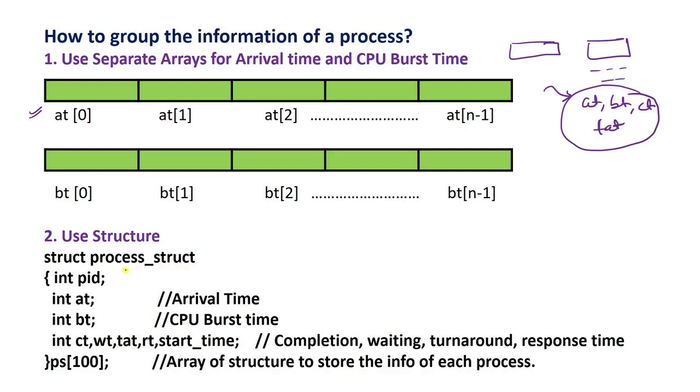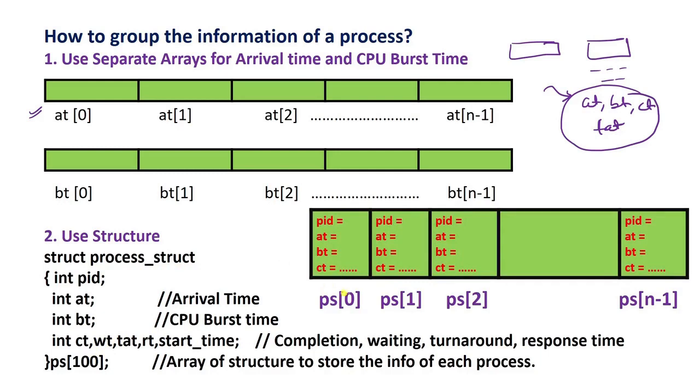So here the structure name is process struct. And what we have done is we have taken an array of structures. So you can say this PS is an array of structures which is storing 100 items, or you can say 100 boxes are there. So PS0, PS1 to PSN-1 can be there, if we are talking about n processes. Each box will have the PID, arrival time, burst time, completion time, and so on, all this information, right? So this is the better way that we can use to group the information of the processes. This we will use inside our coding.